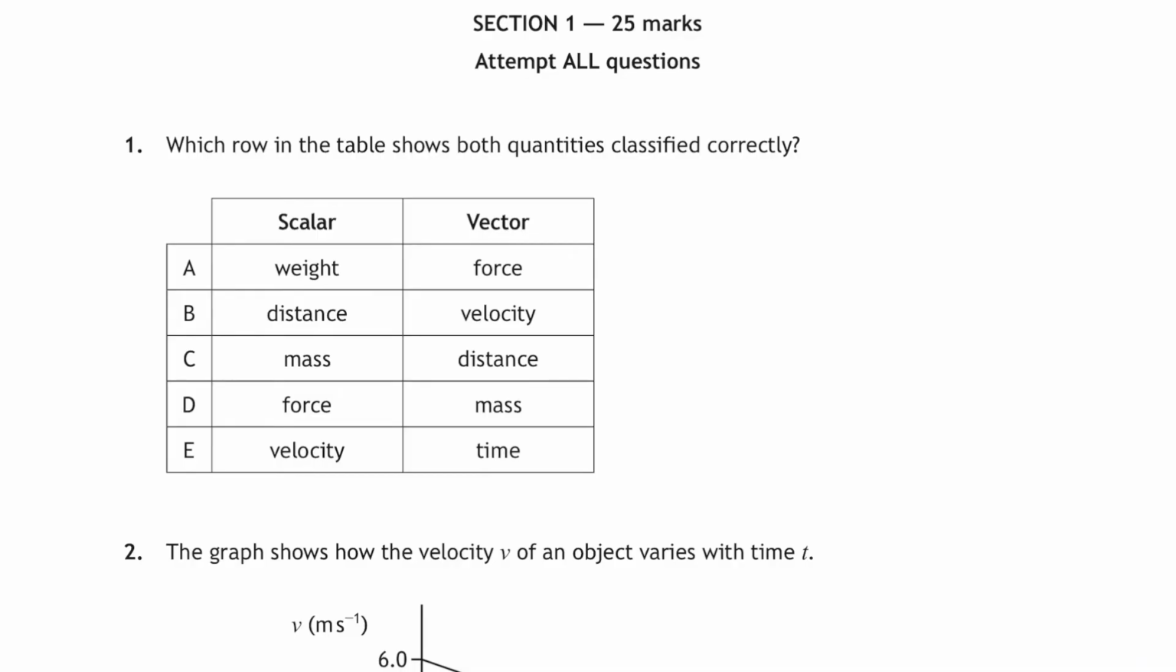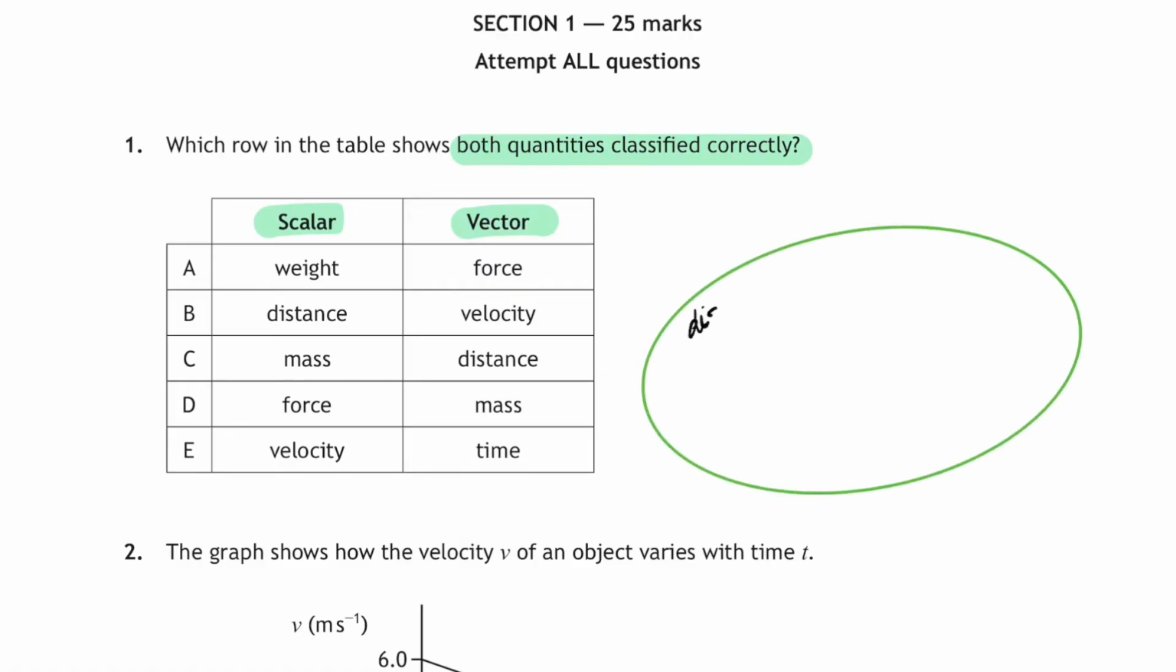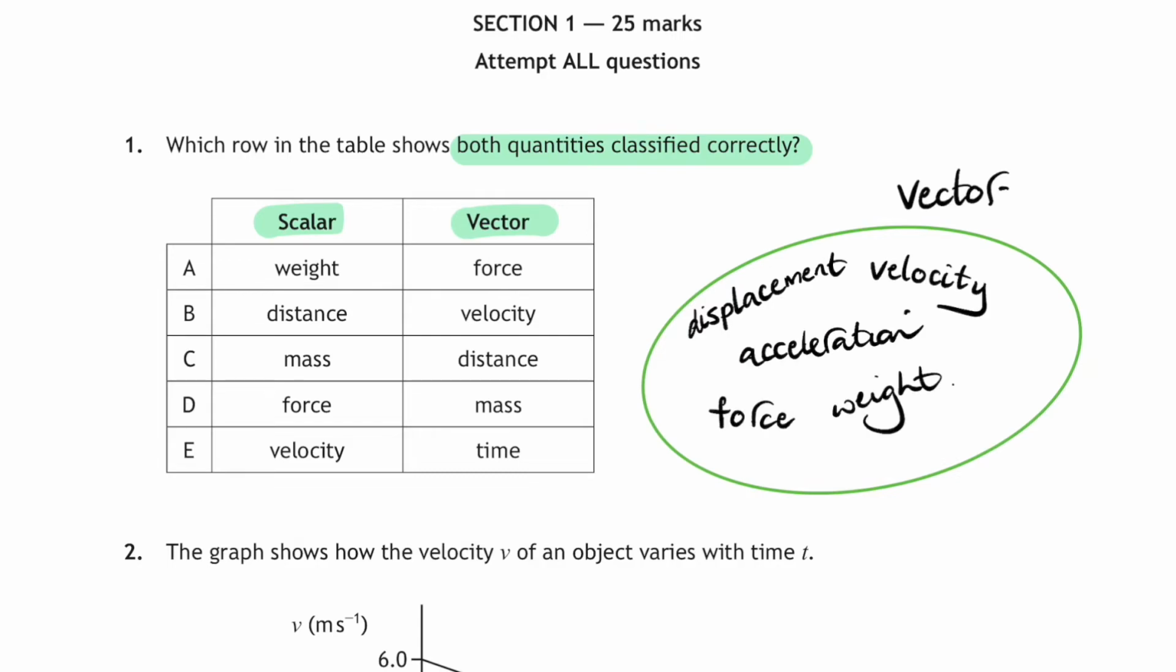This is question 1. Which row in the table shows both quantities classified correctly? Well, the headings in the table are scalar and vector. There are 5 quantities in National 5 Physics that are vector quantities, and they are displacement, velocity, acceleration, force, and weight. By vector, we mean that they need a direction for those quantities to be fully described.